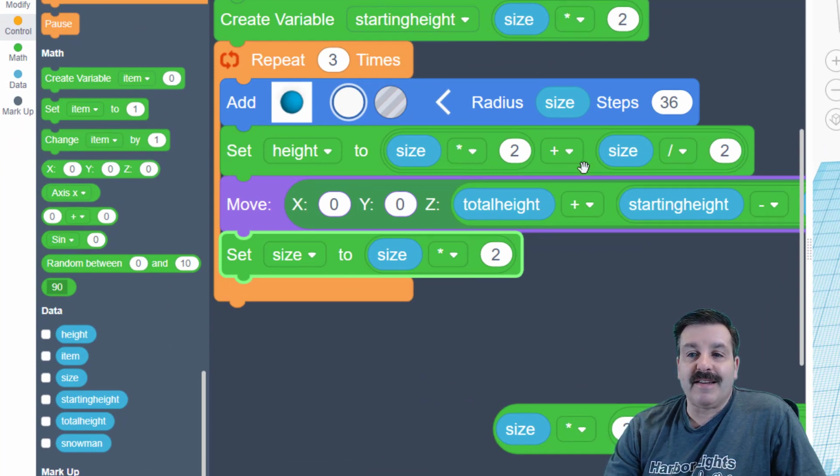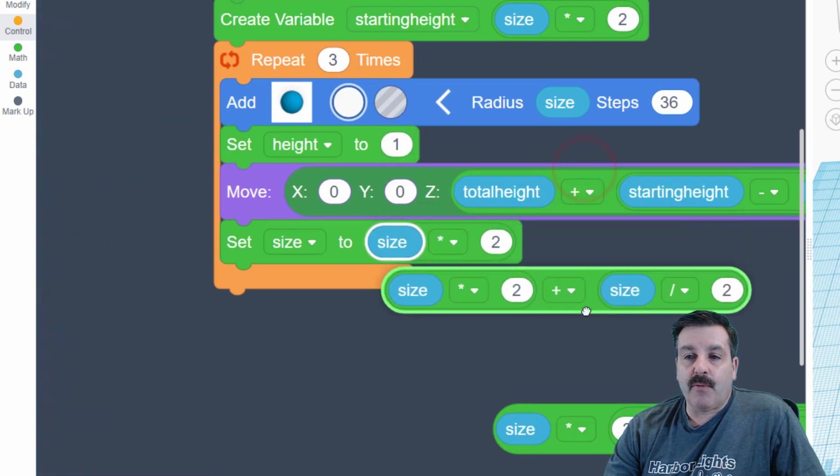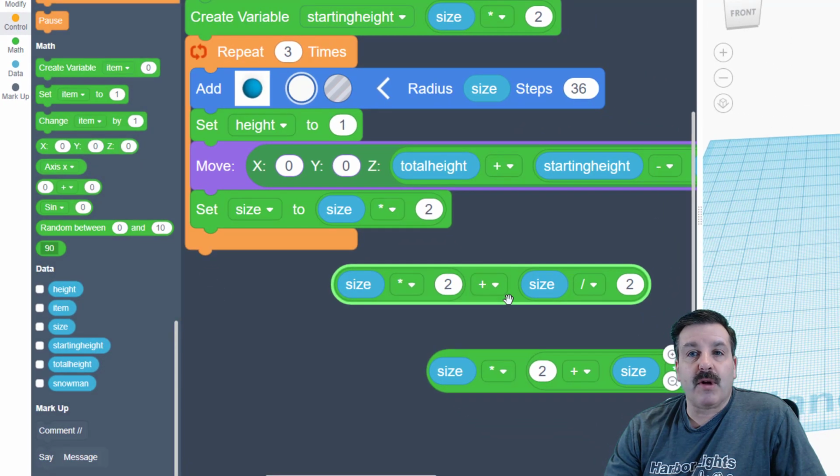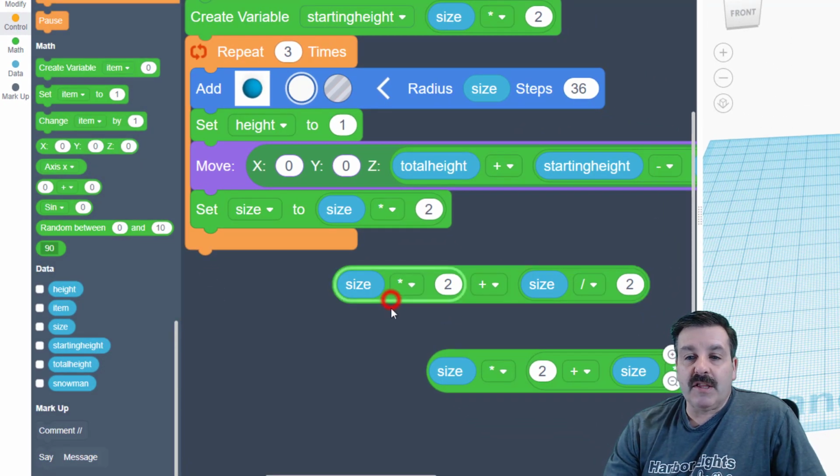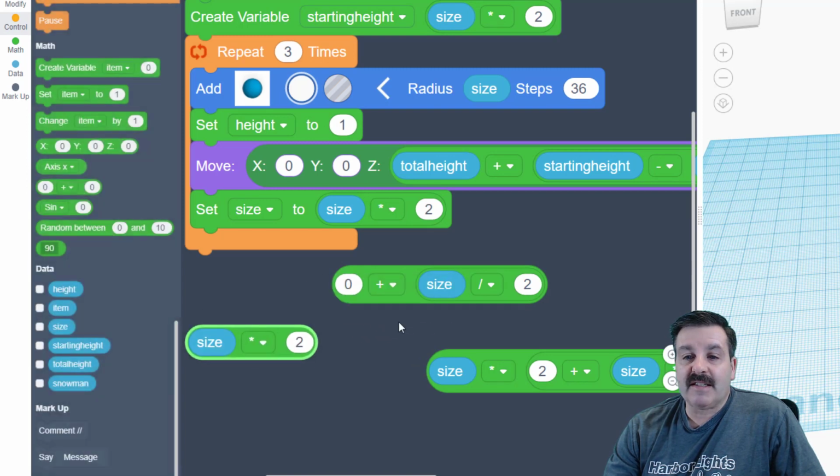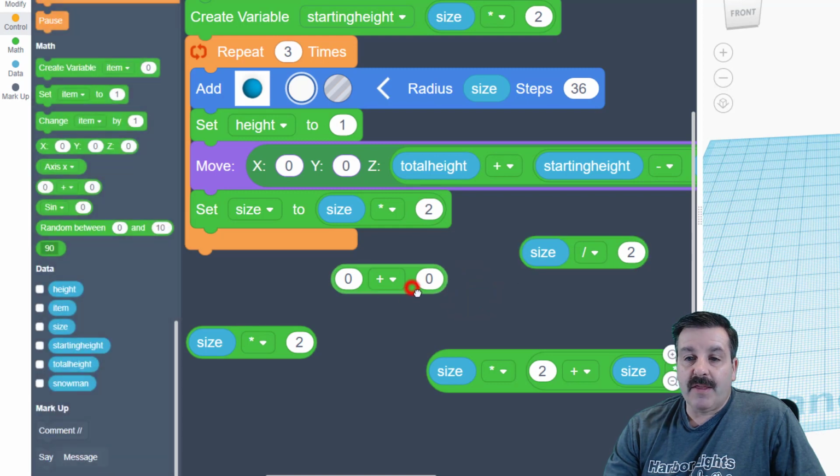This set height is the most common error, and I'm going to break it out. Notice I grab underneath the plus sign to move it. And if you look at this closely, it is size times 2, and then it was plus, and it was size divided by 2. The math chunk is in the middle.